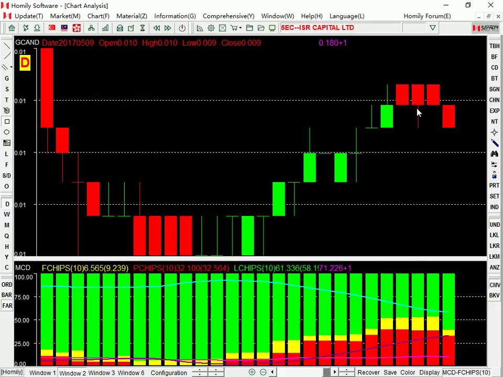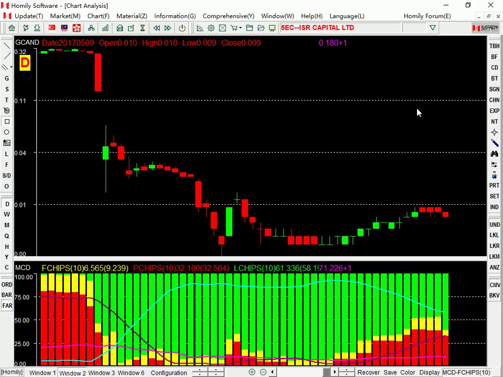Okay, so let's see the next one. For this stock, can we buy or not? Still cannot, because there are so many green columns, right? So you need to wait and see, because this one is not strong.